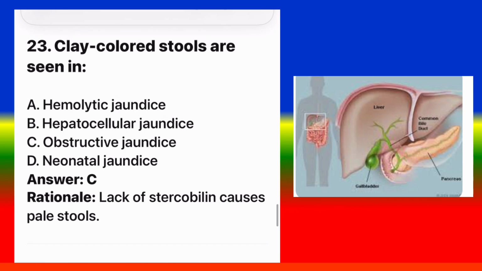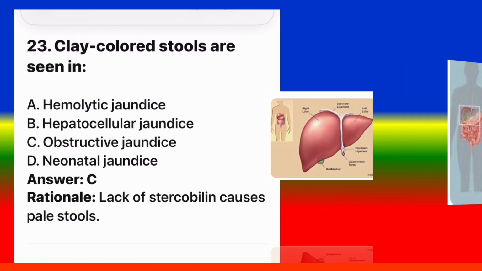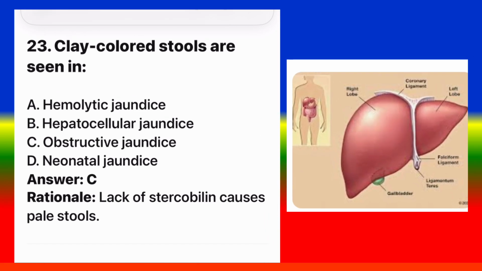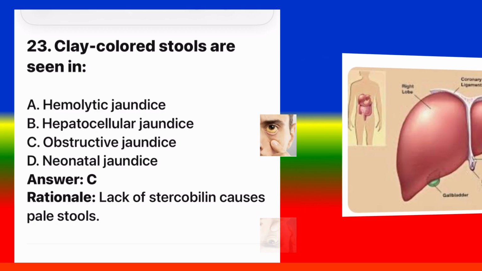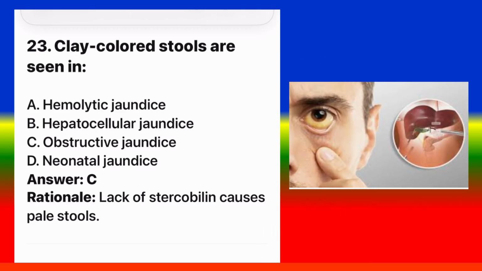23. Clay-colored stools are seen in: A. hemolytic jaundice, B. hepatocellular jaundice, C. obstructive jaundice, D. neonatal jaundice. Answer C. Rationale: Lack of stercobilin causes pale stools. 24.